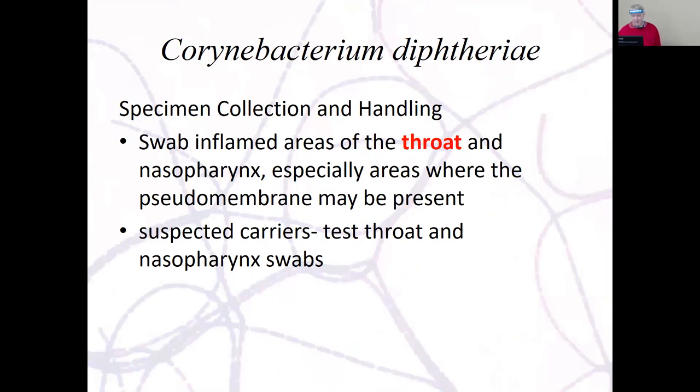Here's our big one though, diphtheria. Okay, so Corynebacterium diphtheriae. This is in our throat, nasopharynx, especially our areas of pseudomembrane. We may be collecting this. Suspected carriers, we test their throat and their nasopharynx with a swab. So, you know, there's people that carry this one around and can spread it.